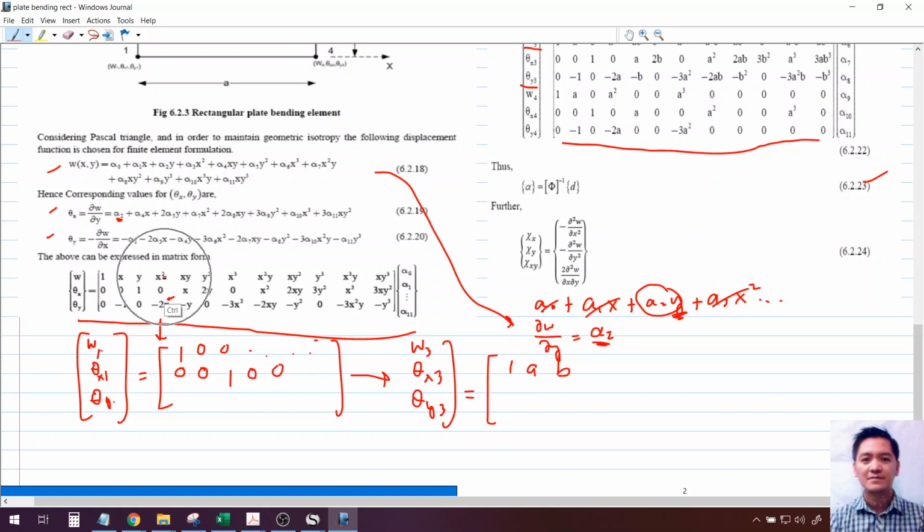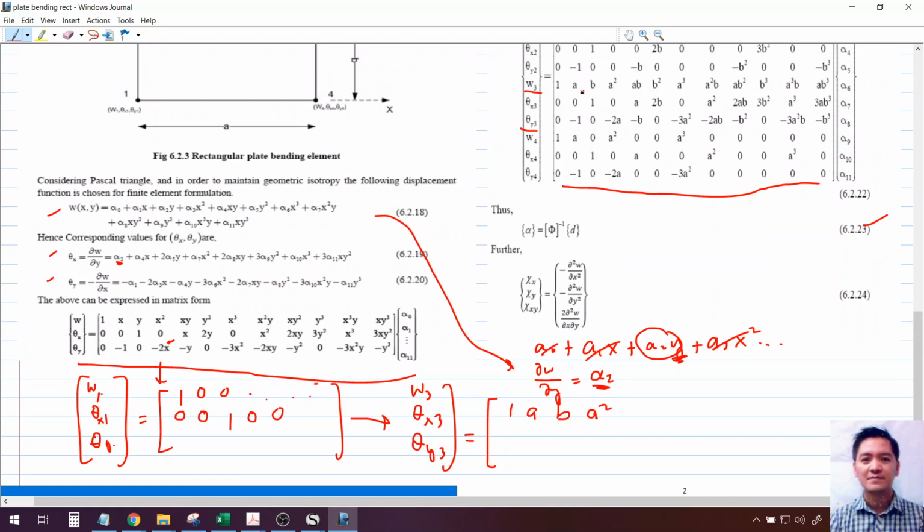Ano ang X squared? So, this is A squared. Okay? So, kaya mapapansin nyo yung value dito, 1, A, B, A squared. Okay? How about XY? So, XY niya is AB, right? Kasi ang X niya is A, ang Y niya is B. That's why this is AB. What is Y squared? B squared.